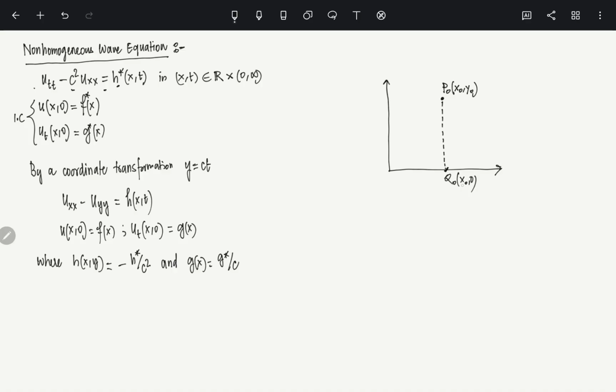Is it okay? You remember there are characteristics for this. What are the characteristic curves? Characteristic curves are given by x plus or minus y equals constants. If you remember, we talked about this when we were talking about the canonical form.